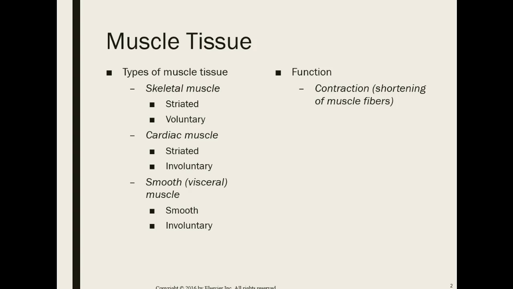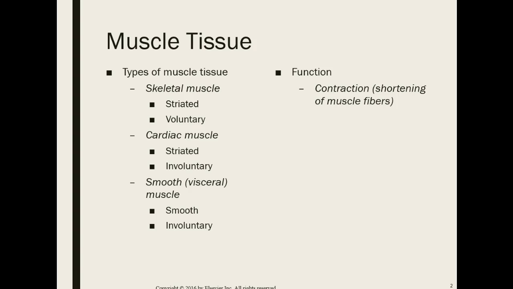The skeletal muscle tissue is going to be found primarily attached to the bones, and responsible for movement is its main function. The cardiac muscle is striated, so it has those alternating lines throughout it, but it's an involuntary muscle, so we don't have control over when the heart beats, how fast it beats. That's all out of our control, so it's involuntary. The only example of cardiac muscle is going to be the heart.